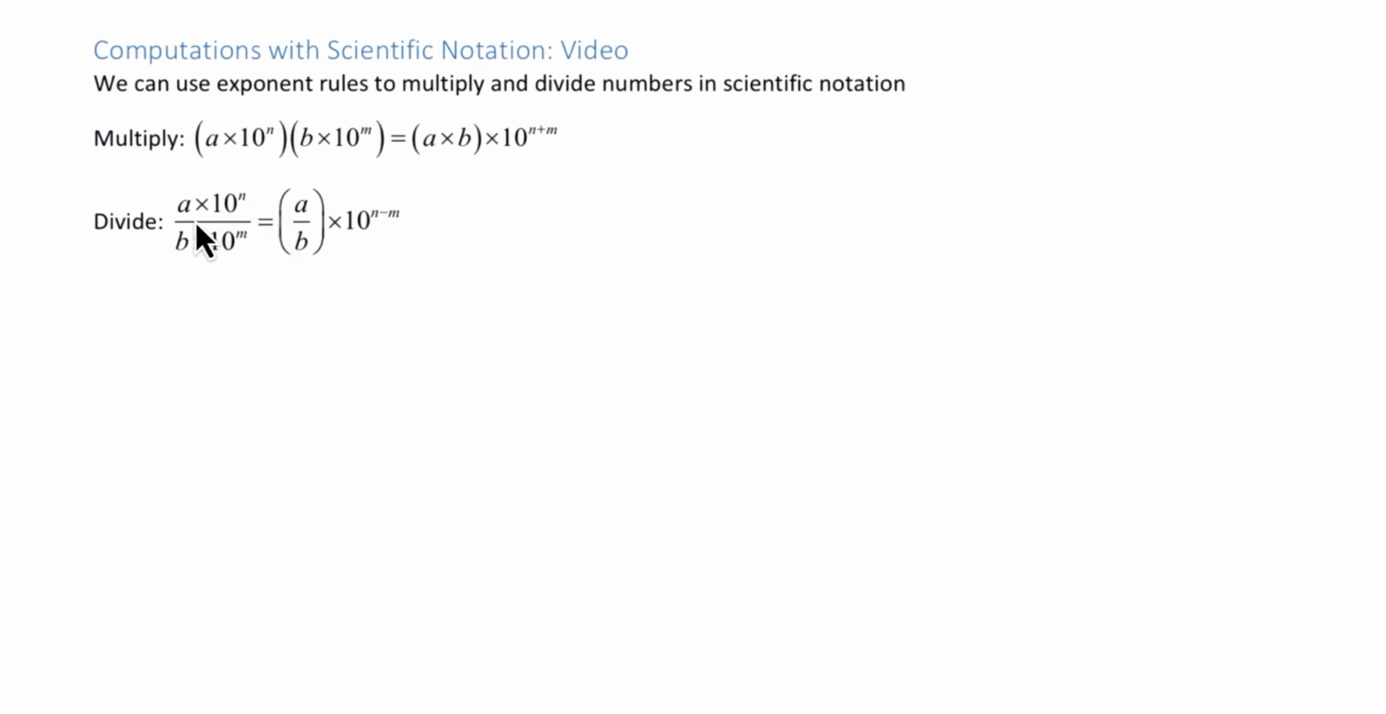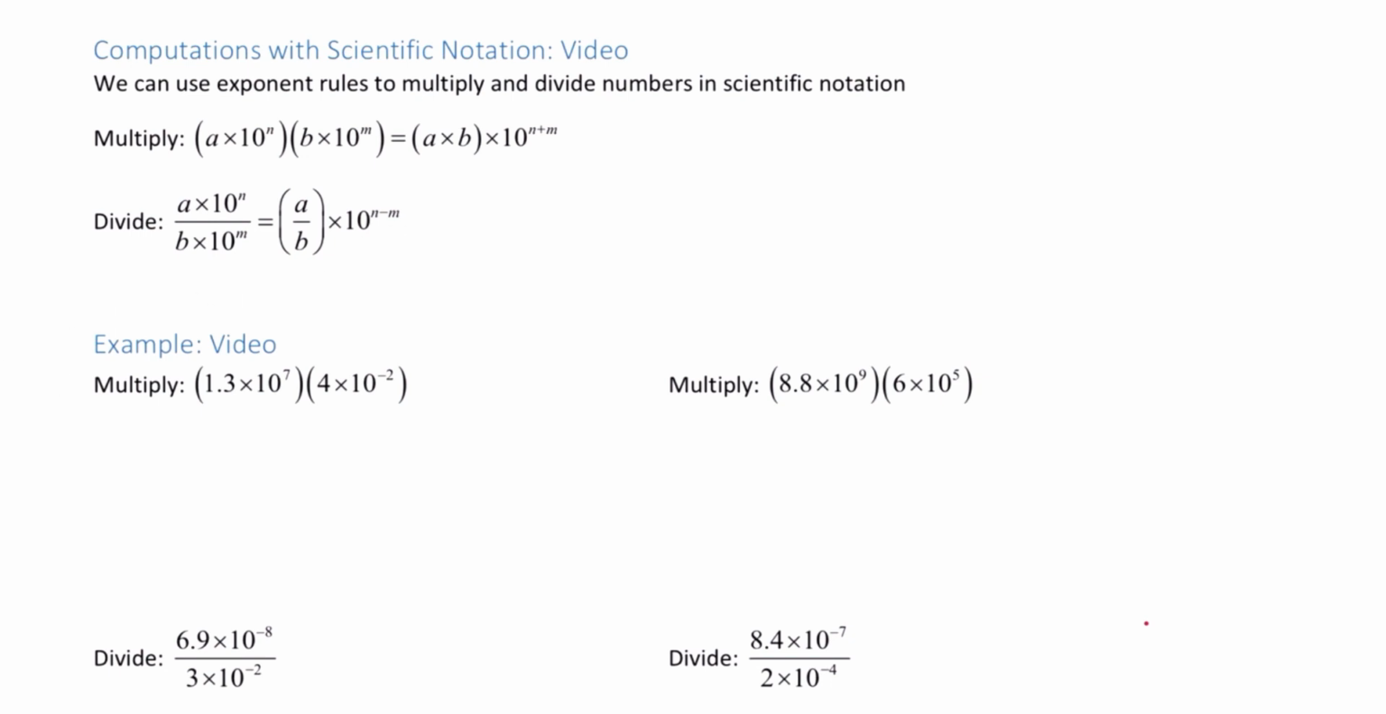When dividing, we'll simply divide the numbers out front, a divided by b, as seen here, and then we divide the powers of 10. And remember, when you're dividing powers of 10, we subtract the exponents. So we'll have the numerator's power minus the denominator's power.